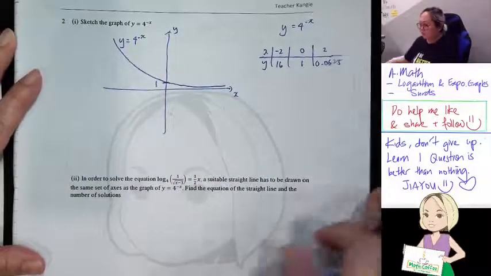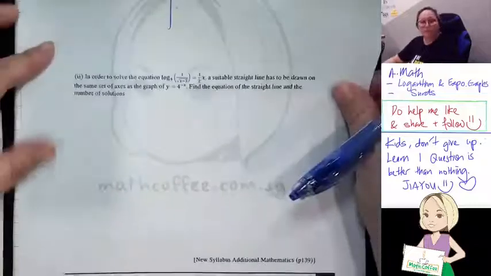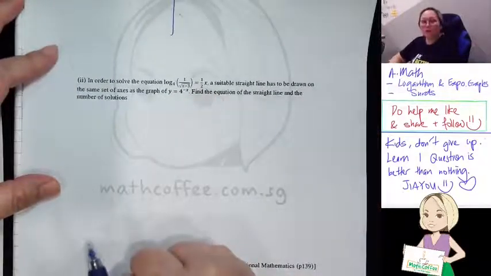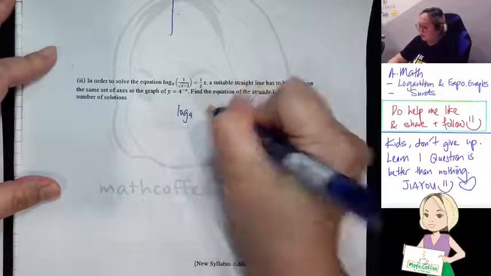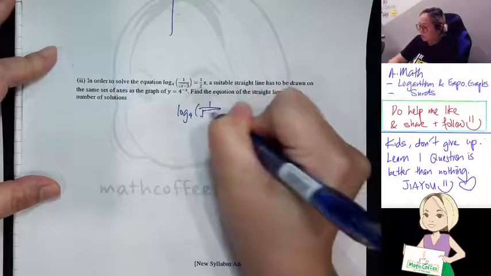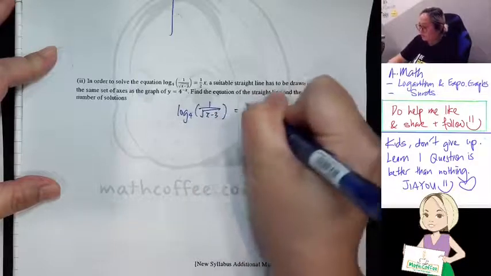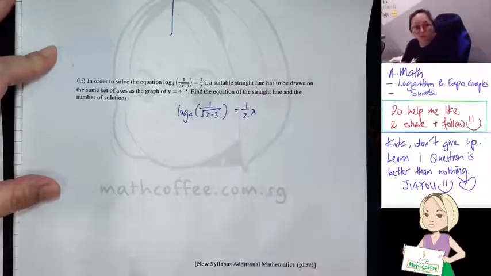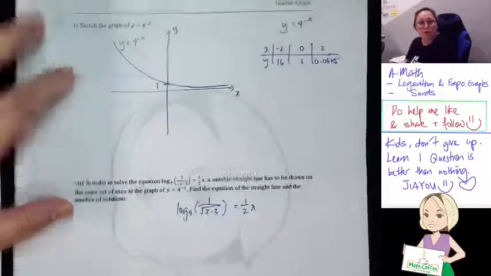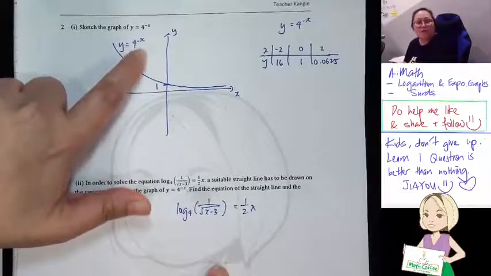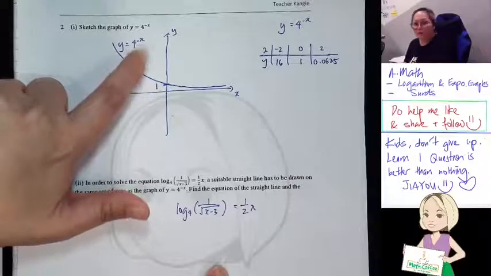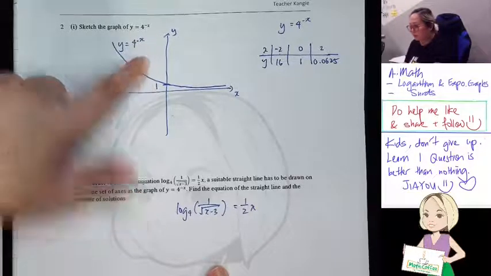Okay, so now next, let's move on. Same thing. I want to use a graph to solve the equation. So I'm going to write out first, log 4 1 over square root x minus 3 equals to half x. So your objective, remember your objective is to shift and do until you get 4 to the power of minus x. So always keep that in mind.